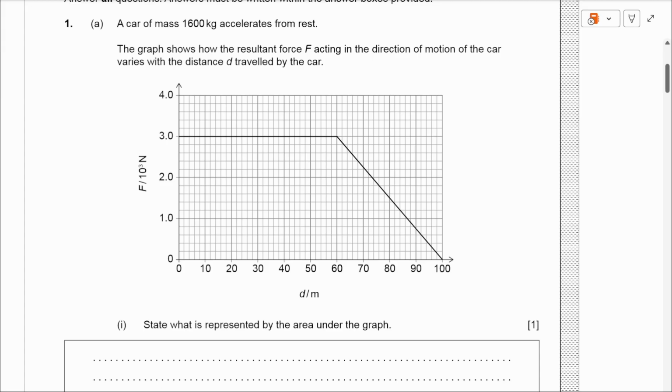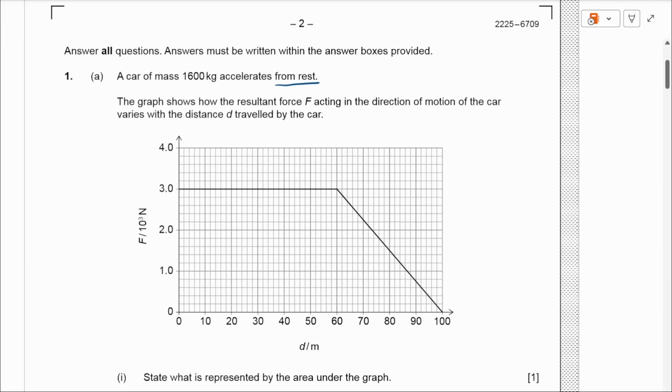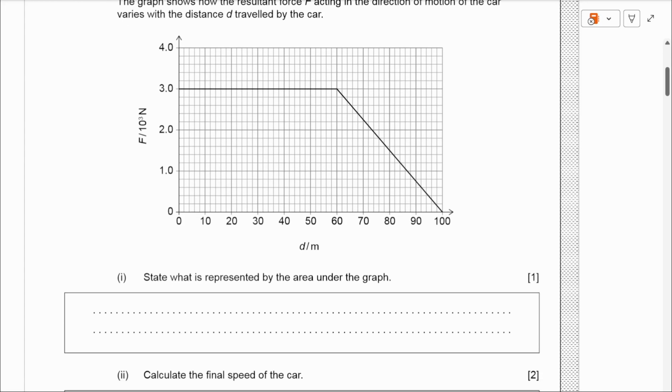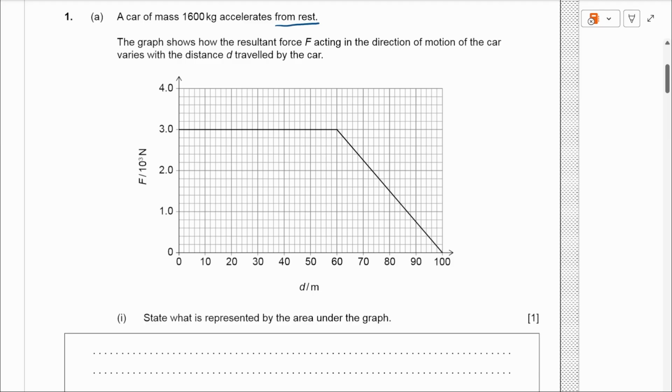So in question 1, we have this graph. We are told we have a car of mass 1600 kilograms and it's accelerating from rest. It is important that we have the resultant force acting in the direction of the motion of the car, and it's plotted against the distance traveled by the car. In part 1, we are asked what is represented by the area under the graph.